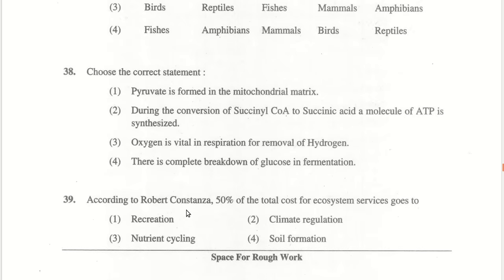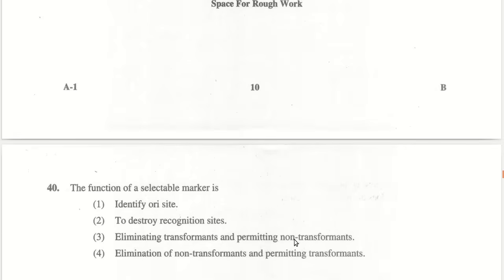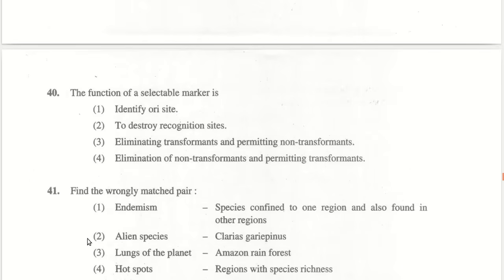39, according to Robert Costanza, 50% of the total cost for ecosystem services goes to soil formation. So if you have to pay money for the ecosystem services, 50% of it goes for the formation of soil. So the fourth one is the answer for 39. 40th, the function of a selectable marker is elimination of non-transformants and permitting transformants. So the fourth one is the answer.